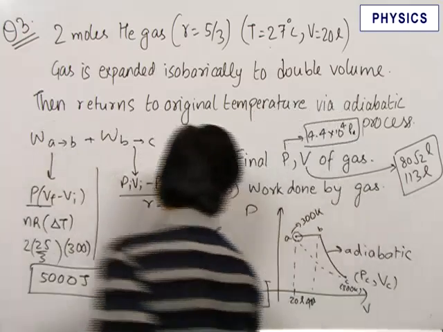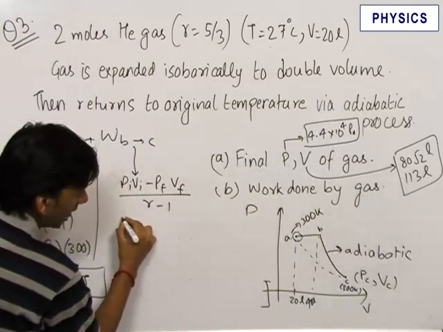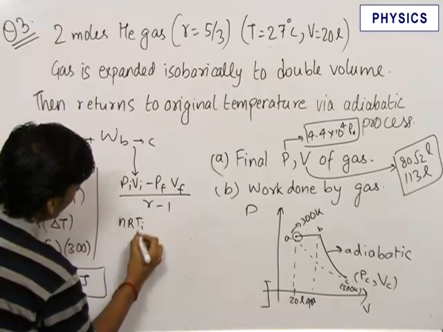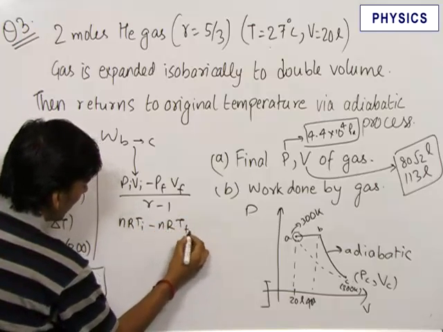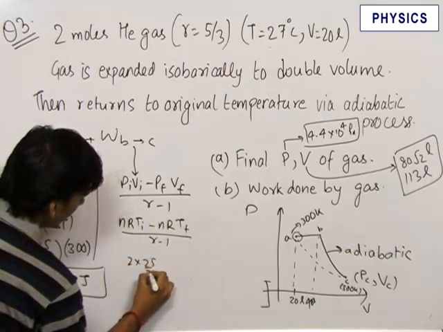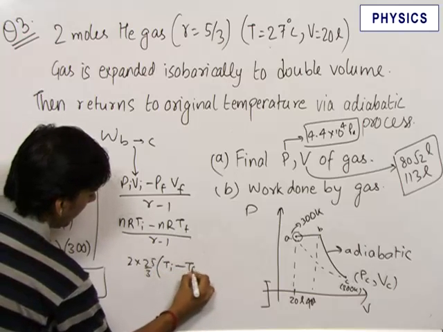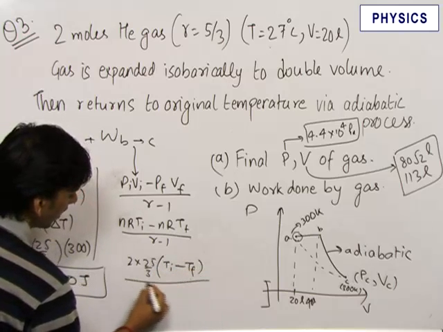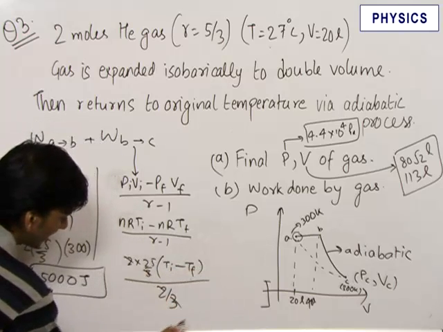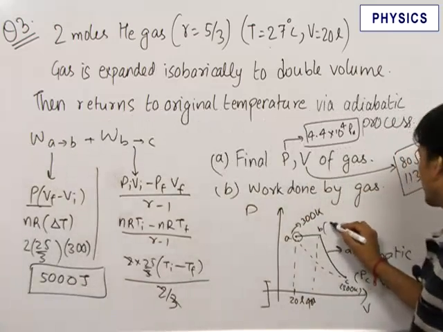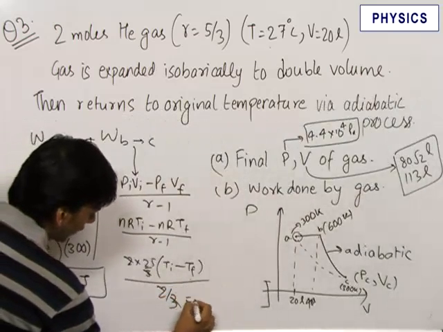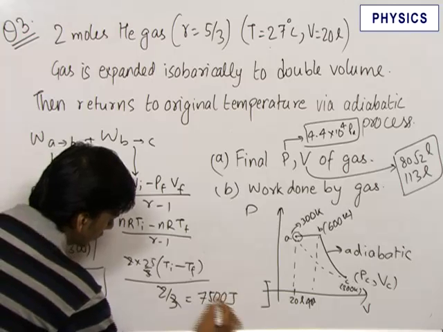Now P initial V initial, that is PB VB. Instead we can write this as NR T initial minus NR T final upon gamma minus 1. This is equal to NR, that is 2 into 25 by 3 into T initial minus T final upon gamma minus 1, that is equal to 2 by 3. So this gets cancelled. T initial is TB, this was 600 Kelvin as we had already found out. 600 minus 300 is 300, therefore this becomes equal to 7500 joules.